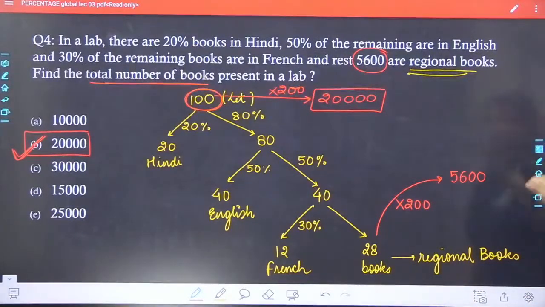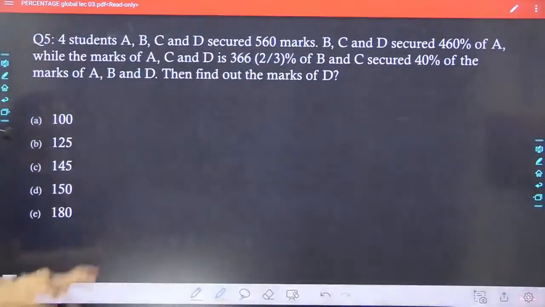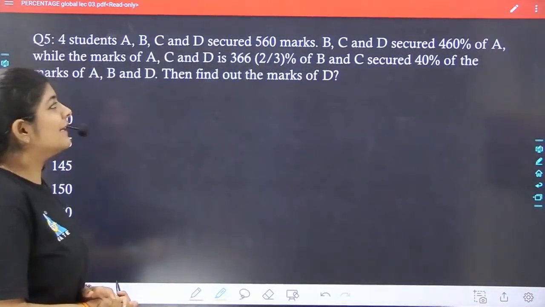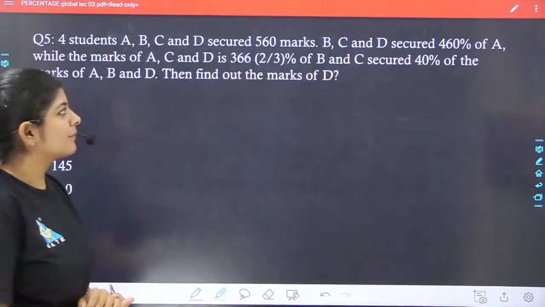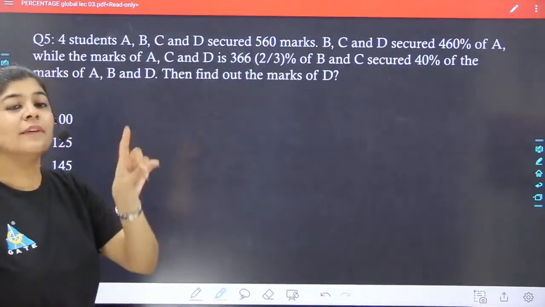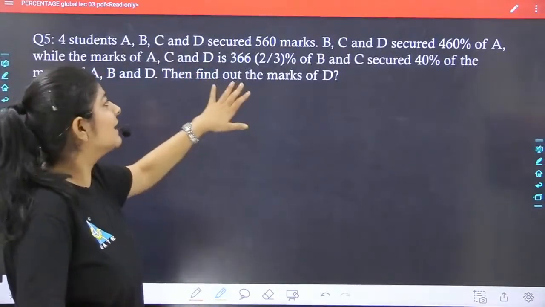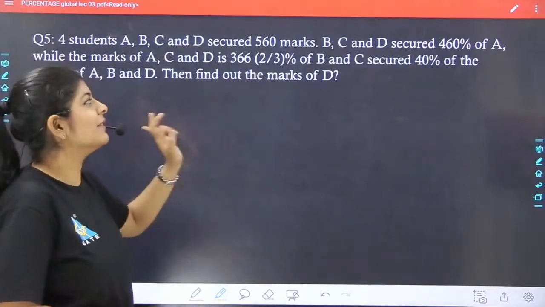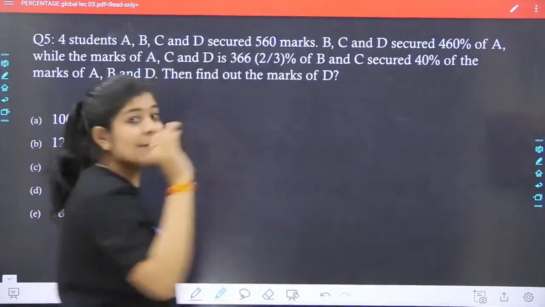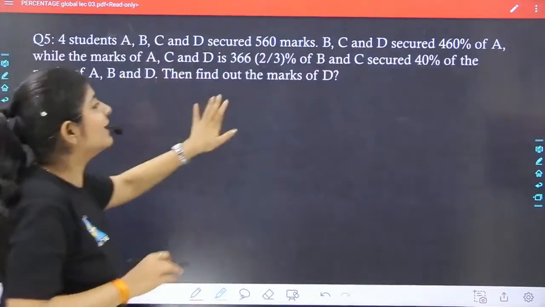Okay, now let's move to the next question. Here we have 4 students, A, B, C and D. They secured 560 marks. B, C and D secured 460% of A, while the marks of A, C and D is 366 2/3% of B, and C secured 40% of the marks of A, B and D. Then find out the marks of D.